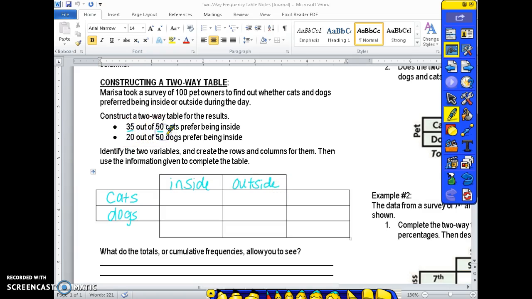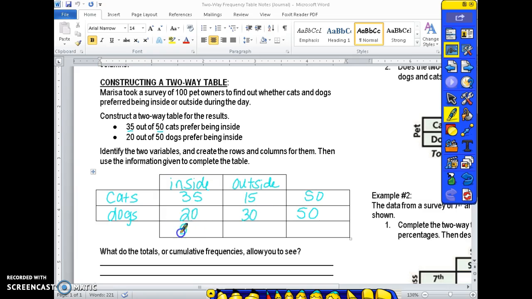"35 out of 50 cats prefer being inside," so 35 are inside out of the total of 50. 20 out of 50 dogs prefer being inside, so 20 are inside out of the total 50. And now we fill in what's left. If my total is 50 and 35 of those 50 prefer being inside, then 15 prefer being outside. If 20 out of 50 dogs prefer being inside, then 30 out of 50 dogs prefer being outside.